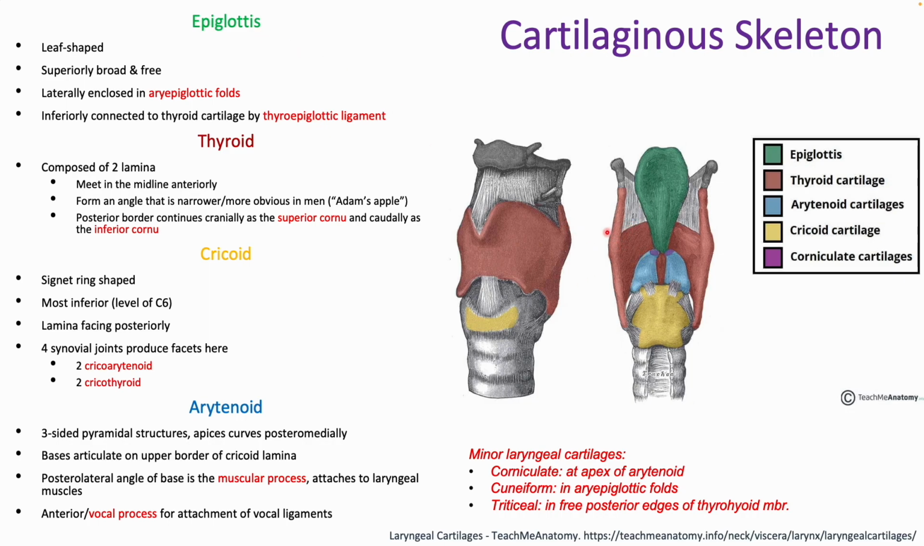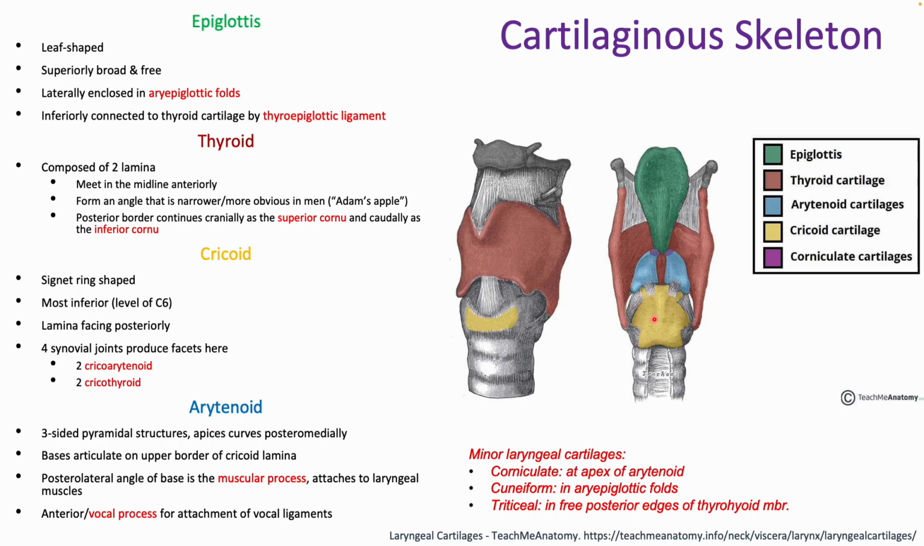Next, we'll move on to the thyroid cartilage, the red one here, which is composed of two lamina, which are kind of like plates, and that's going to be one on this side, one on that side. They're going to meet at the midline anteriorly, which is right here, and form an angle that's going to go down like that. And in men, that's going to be a lot more prominent and obvious, and that's where the term Adam's apple comes from, because that's going to really stick out in their neck. And then we're going to have the posterior border, so back here, it's going to continue cranially as the superior cornu. Cornu is kind of like a horn, so our superior cornu, and caudally, or inferiorly, as the inferior cornu.